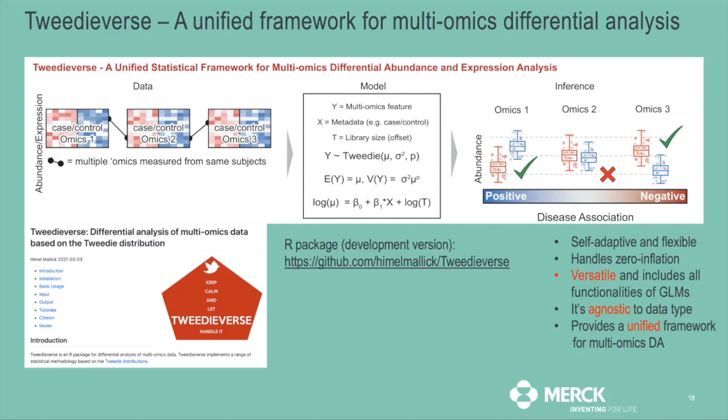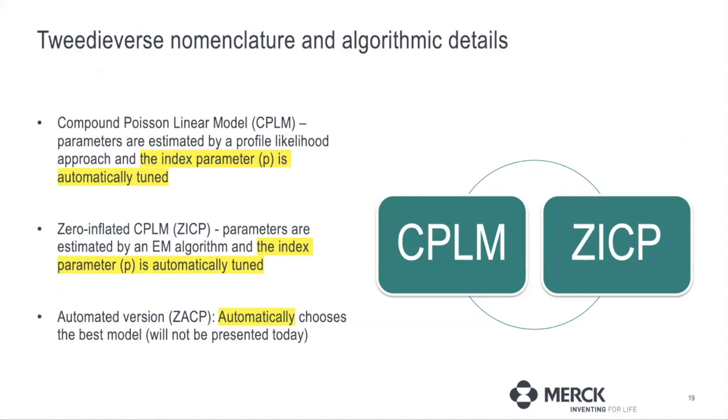It's an R package, and a development version is available from GitHub. So here is the link. And I'm going to introduce some nomenclature and algorithmic details. So there are two models.